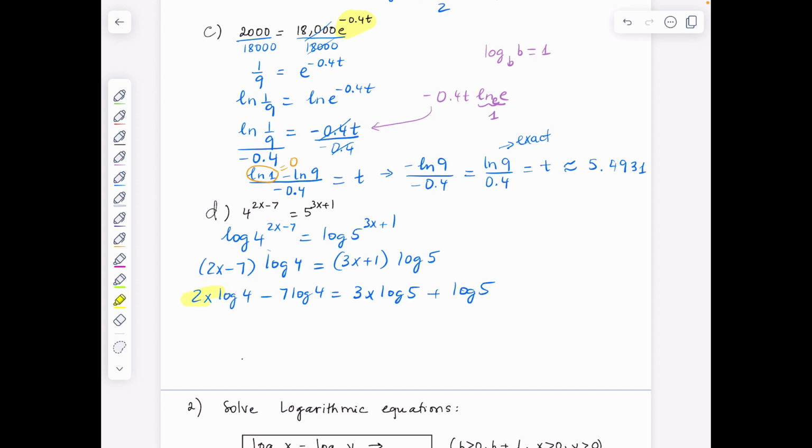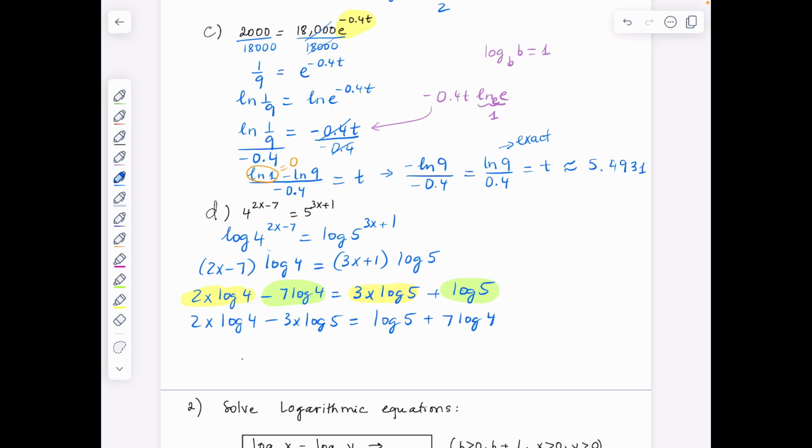So these two have the variables. I want to move them together on the same side. So that's 2x log 4 minus 3x log 5. And then this guy and this guy are constants. I want them to be on the other side. So I have log 5, and then to move negative 7 log 4 over, I just add 7 log 4.